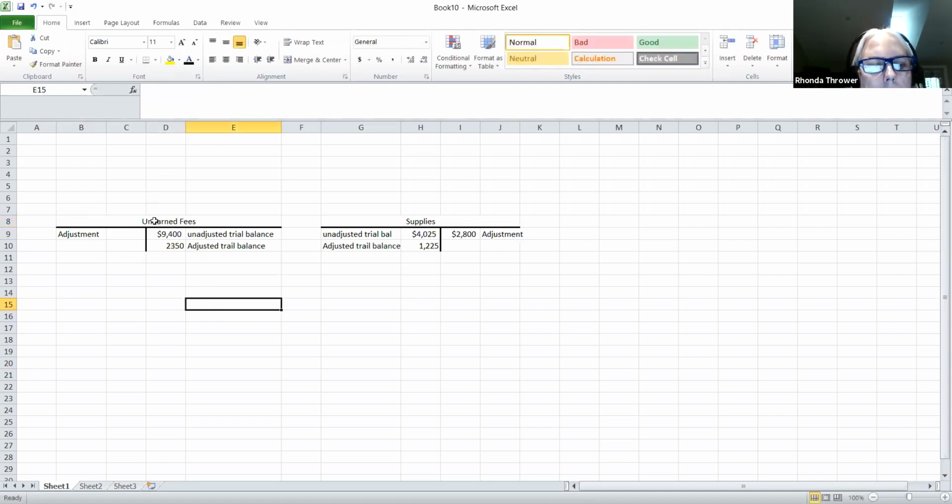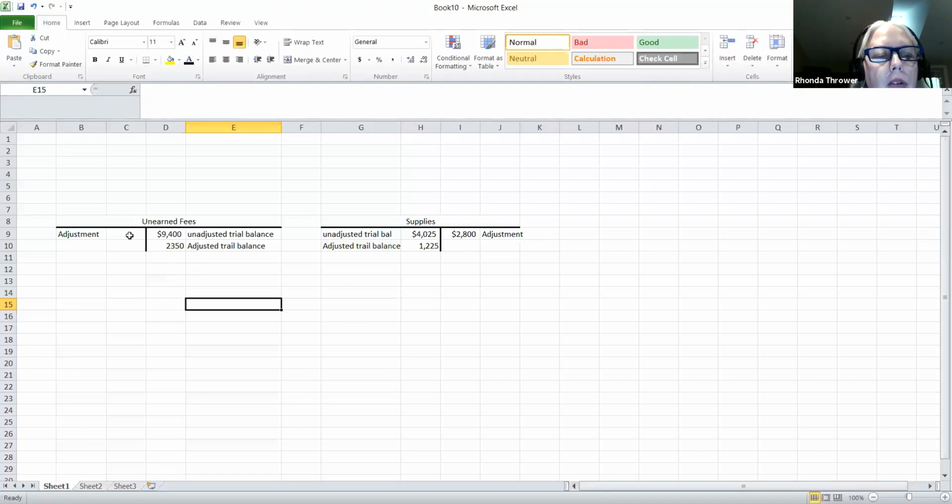And so this is the name of the account. All unearned accounts are liabilities, so they have a credit balance. So what we know about this transaction is that the unadjusted trial balance amount was $9,400. They told us in the additional information that $23.50 was the adjusted trial balance amount, or the balance amount at the end of the period, is what they told us here.